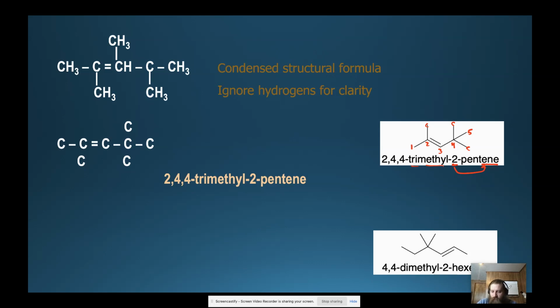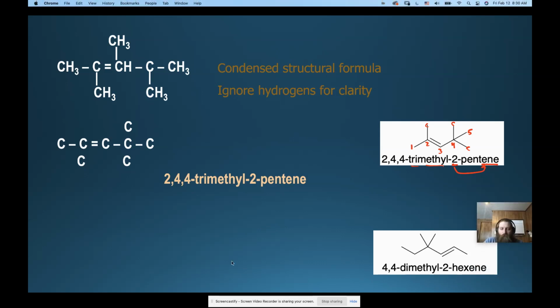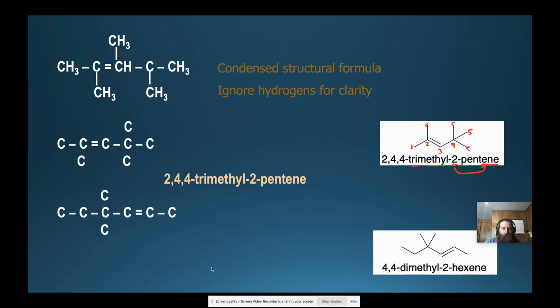All right. Let's look at this one at the bottom here. There's our condensed structural formula. Here's our name, 4,4-dimethyl-2-hexene. All right, let's name it. 1, got to start on the right this time. 2, 3, 4, 5, 6.